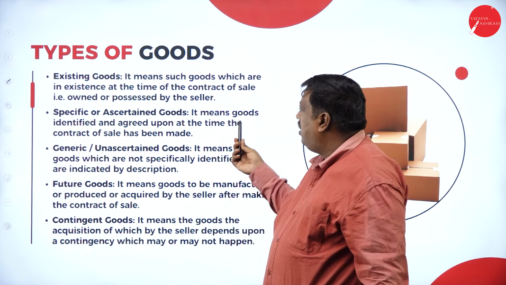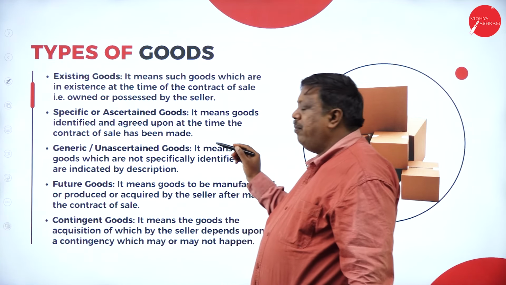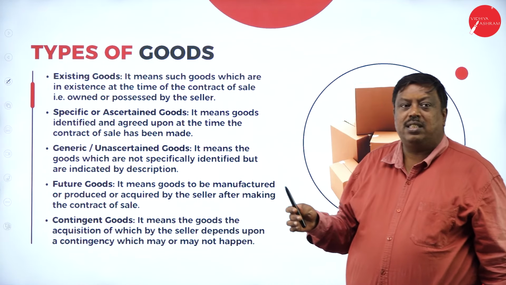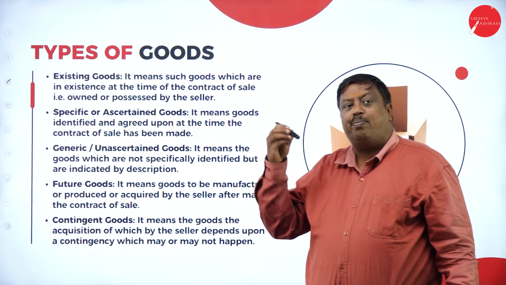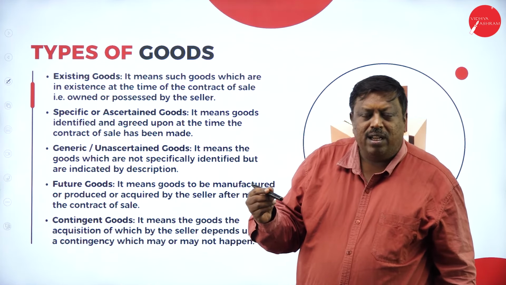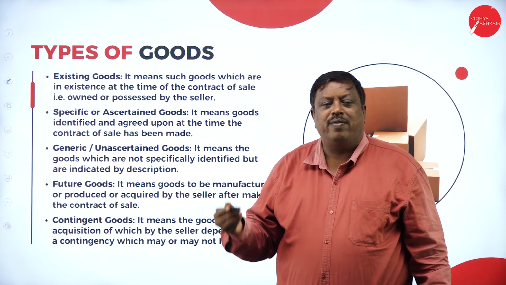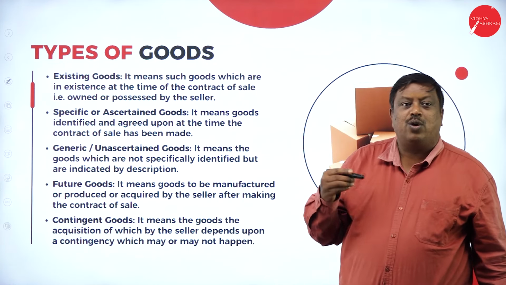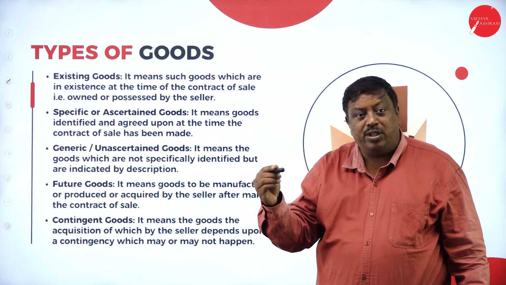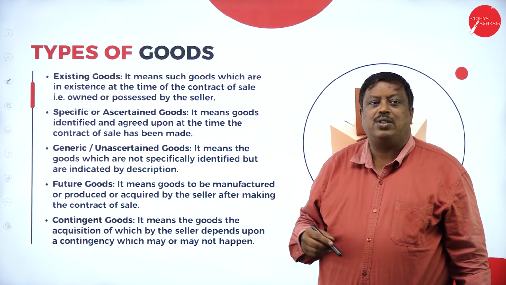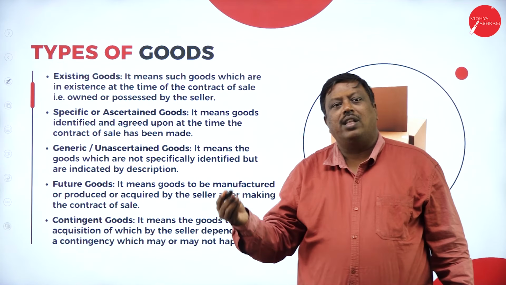Specific or ascertained goods means identified and agreed upon at the time the contract of sale is made. Sometimes the buyer identifies certain goods and says that he is going to buy this product from you after it is converted into a finished product. Now we have a contract between us. The goods, whatever you produce, have to be sold to us, and the goods have to be produced according to the requirements we have given or specified in the purchase order or the agreement.